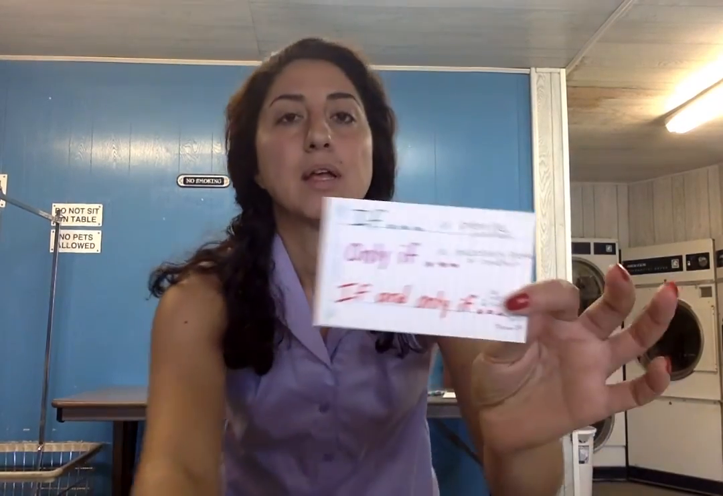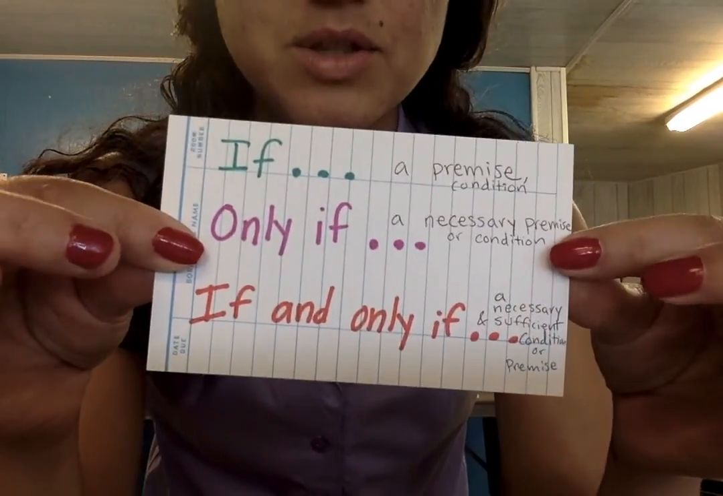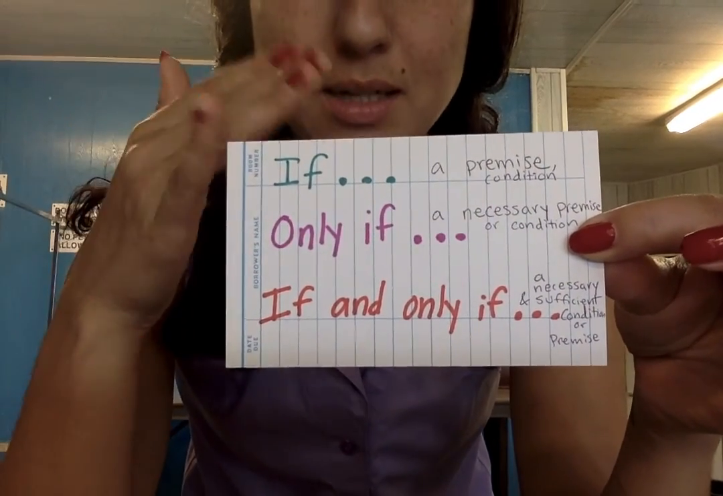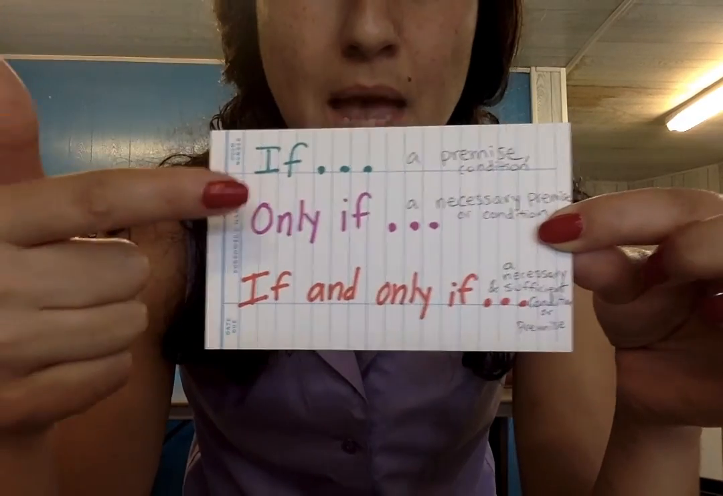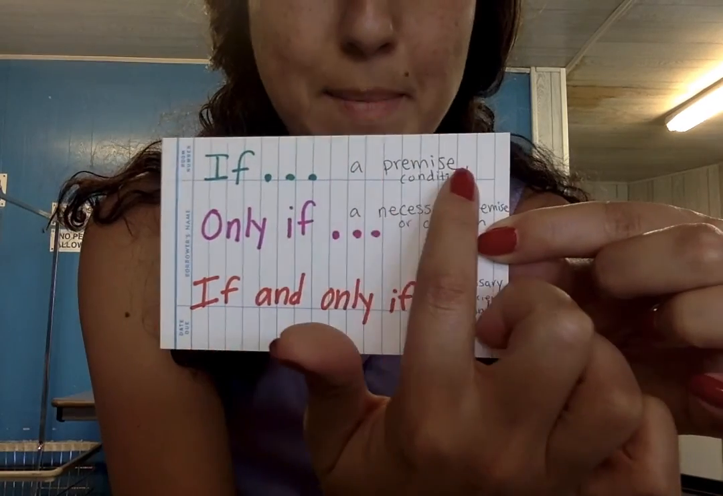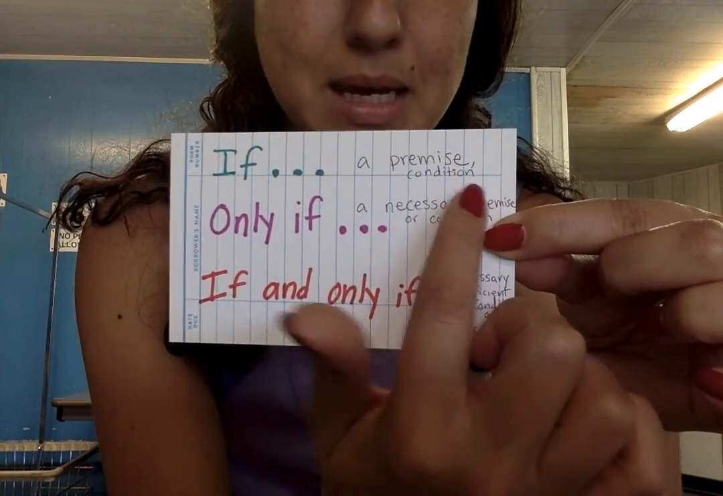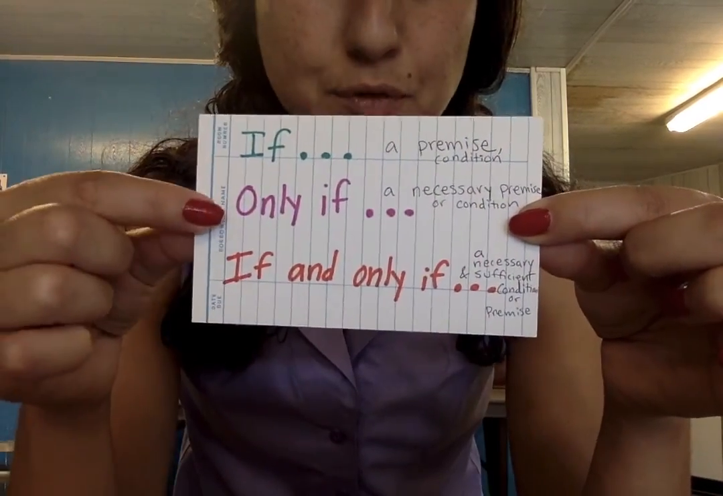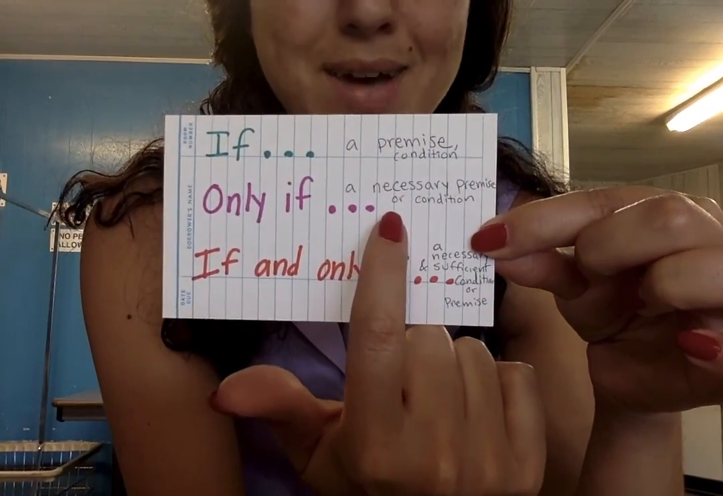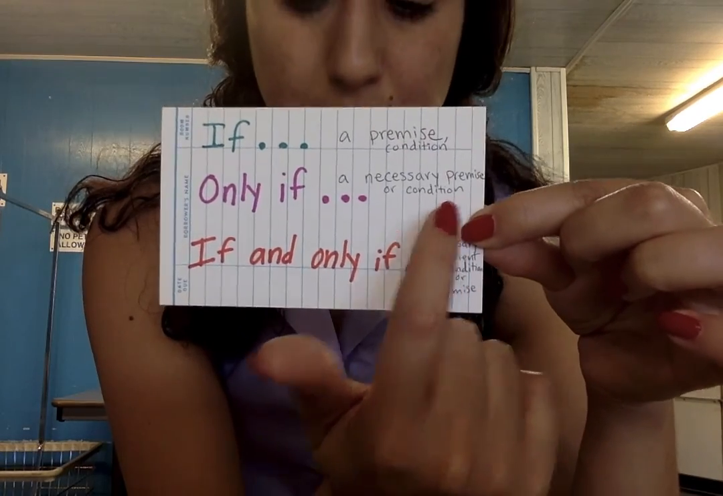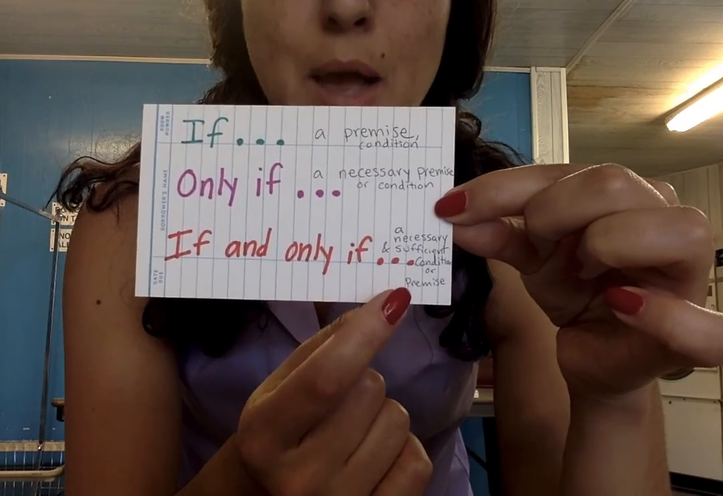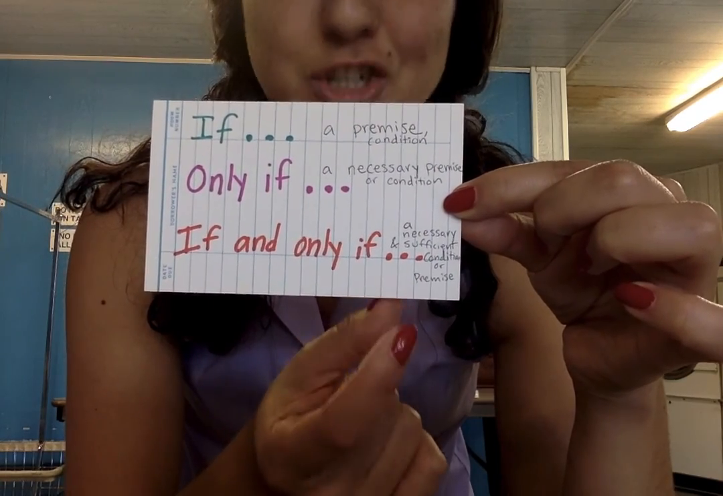So here is a flashcard that tells you which is which. In a conditional statement, remember it's just if ... then ... If we said if ... then ... we're just saying that this premise or this reason or this statement is a conditional. If we use the phrase only if ... we're saying that we have a necessary condition. If we said if and only if, we have not only a necessary but also a necessary and sufficient condition.